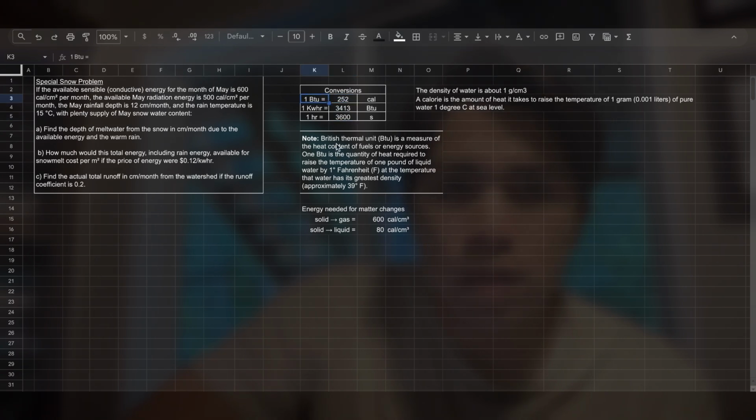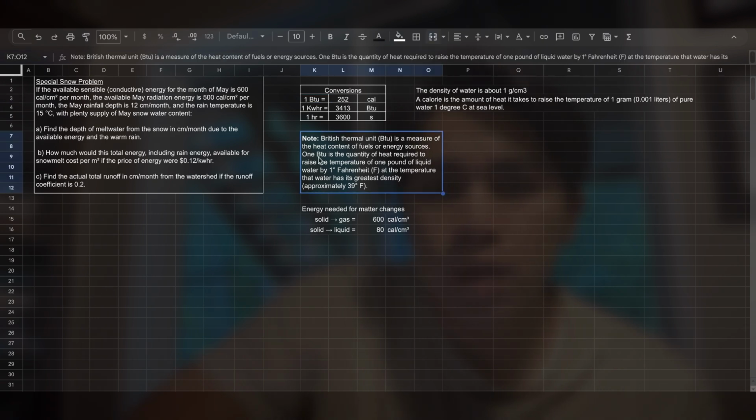So a BTU is a British thermal unit, and it is a measure of heat content of fuels or energy sources. 1 BTU is the quantity of heat required to raise the temperature of 1 pound of liquid water by 1 degree Fahrenheit at the temperature that water has its greatest density. This is what a BTU means.